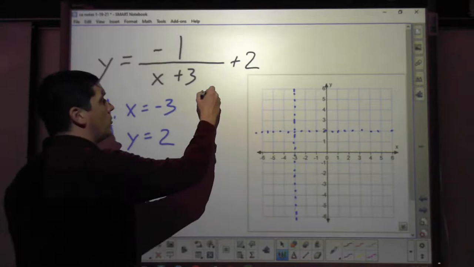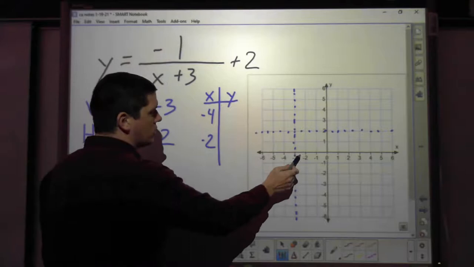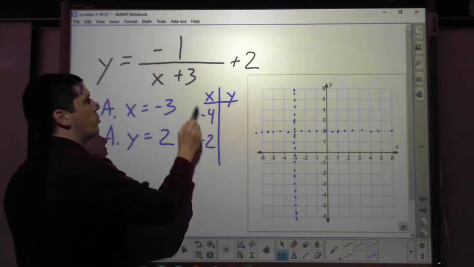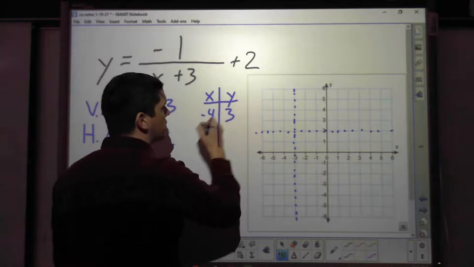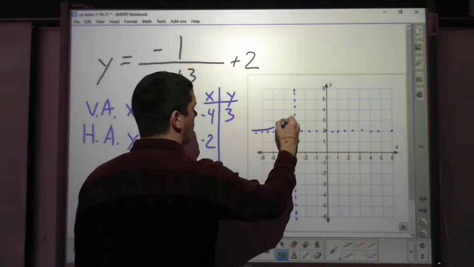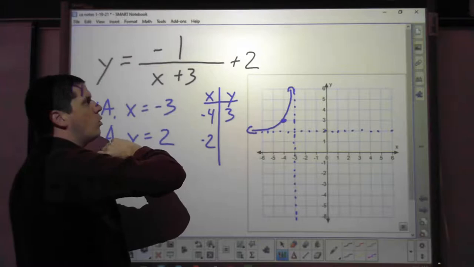So now we just do our little mini XY chart. The nice thing is there's only one asymptote, so I need negative 4 and I need negative 2. Again, I'm picking those ones specifically because I like being just off, because when we're just this little bit off here, typically these numbers are prettier. So if I plug in negative 4, I have negative 4 plus 3 is negative 1. Negative 1 divided by negative 1 is 1 plus 2 gives me 3. So I can see at negative 4, I'm up here. And then at negative 2, I plugged that in. Negative 2 plus 3 is 1. Negative 1 divided by 1 is negative 1 plus 2. We get 1.